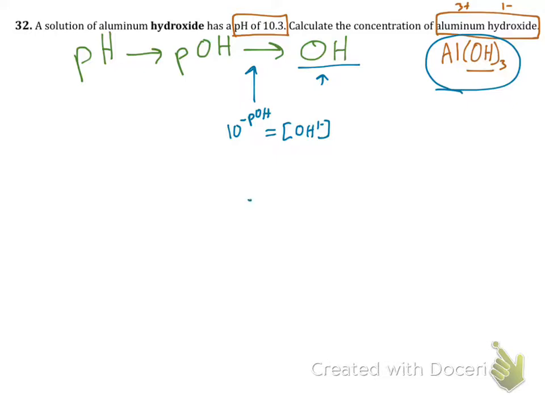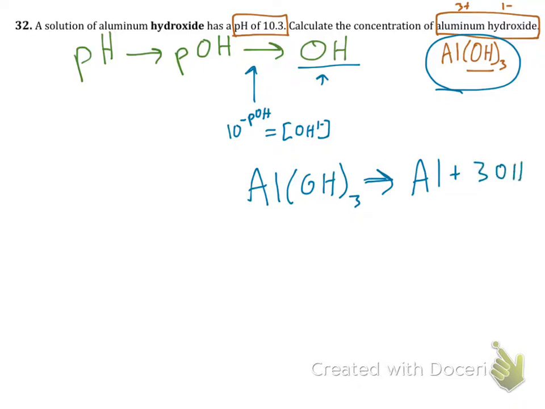And what we need to keep in mind is that when this goes into solution, it's going to produce aluminum plus 3 hydroxides. So what I want to do is kind of give you an example. What happens if we had 9 of these? How many of these would produce 9 of these? Well, for every one of these, it's producing 3 of those. So that means 3 aluminum hydroxides would be required to produce 9 of those.